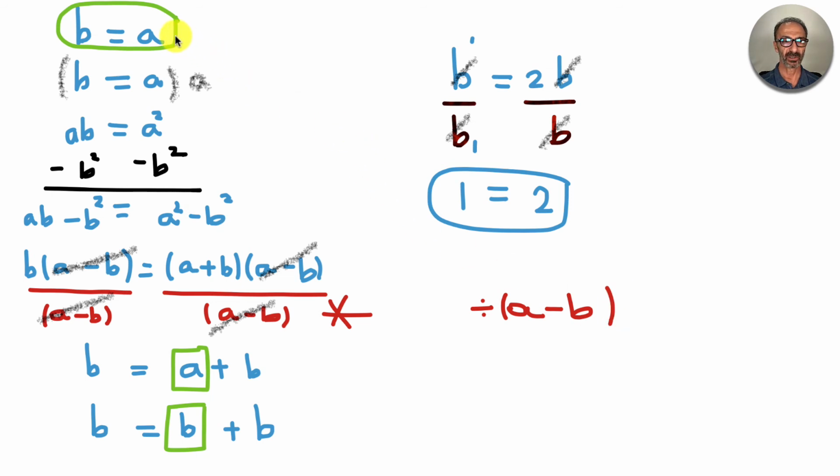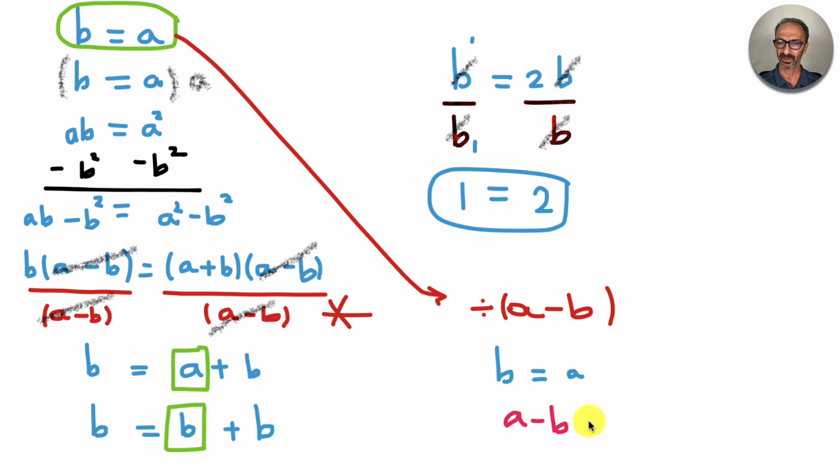The reason why? Because of this. We were given that b equals a, right? So if b equals a, subtracting b from a, you can end up with 0. Which means here we were dividing both sides by 0. And that's the mistake. You cannot divide by 0. Alright, that's the mistake, and you just have to be careful with it.